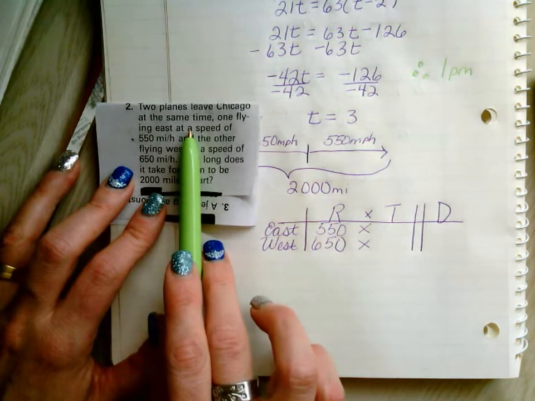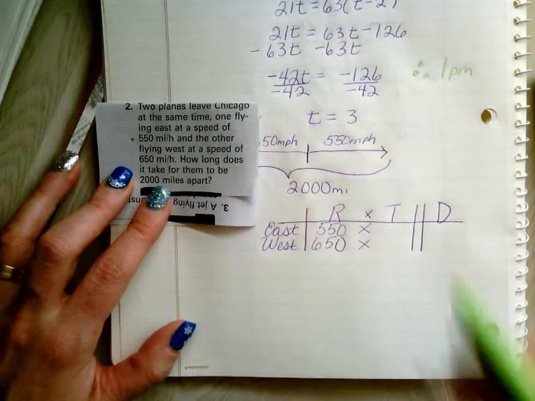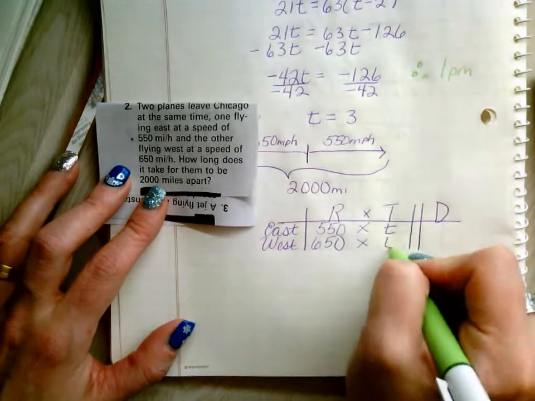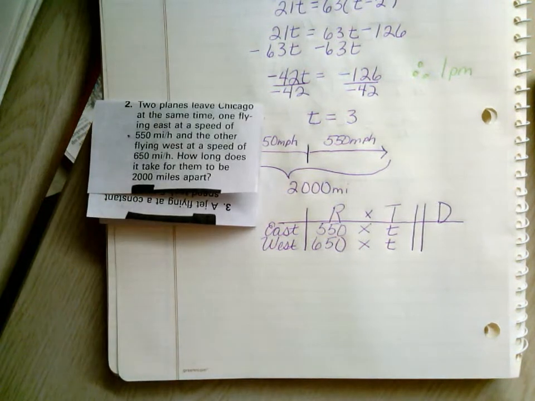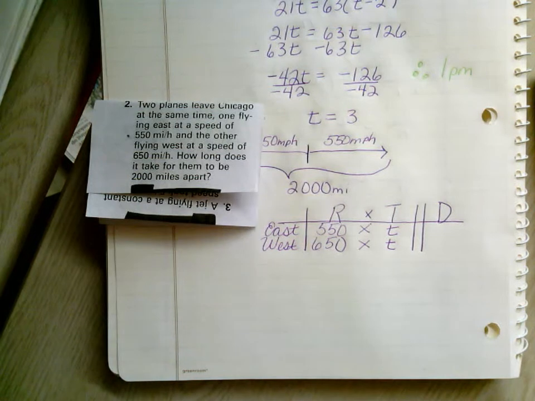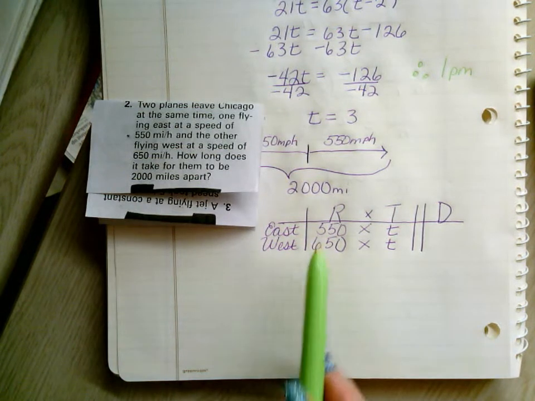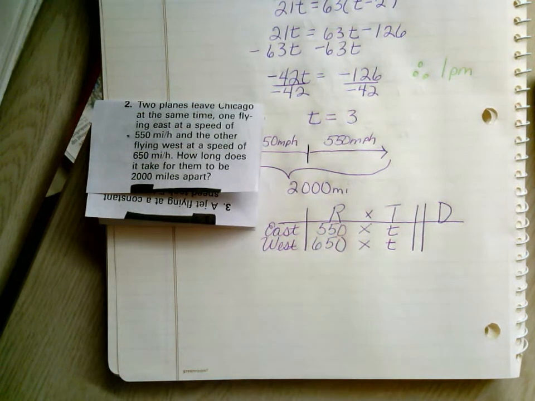They both leave at the same time. So that means the amount of time spent is the same. Would you agree? Yep. Because they both took off at the same time. It's like me and you back to back. You walk that way, I walk that way. How long would it take at your speed of 650 and my speed of 550 before we would be 2,000 miles from each other?